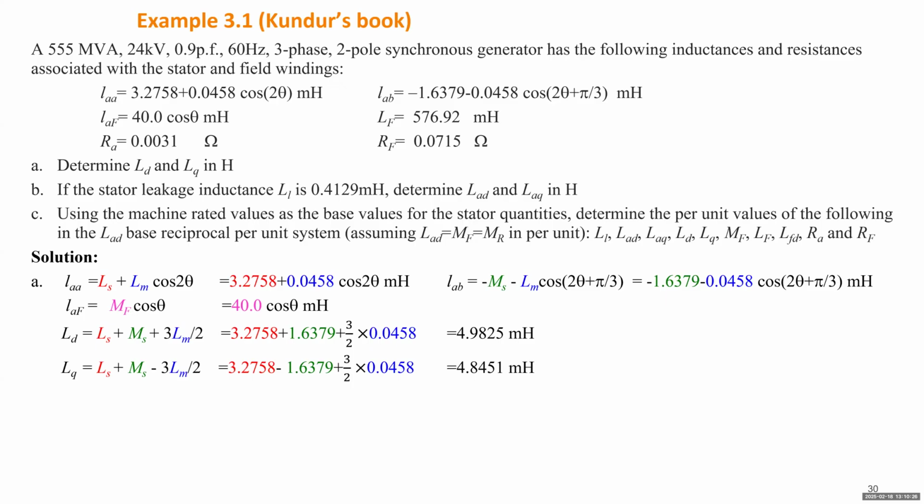So then based on the definition of LOD, we can quickly calculate LOD will be 4.981225 millihenry. And LOQ is not equal, but it's very close because this is a round rotor generator. It's pretty close to LOD. Then we can calculate LAD and LAQ. We just do the subtraction, so we'll have LAD and LAQ. They're all in the physical unit, millihenry.